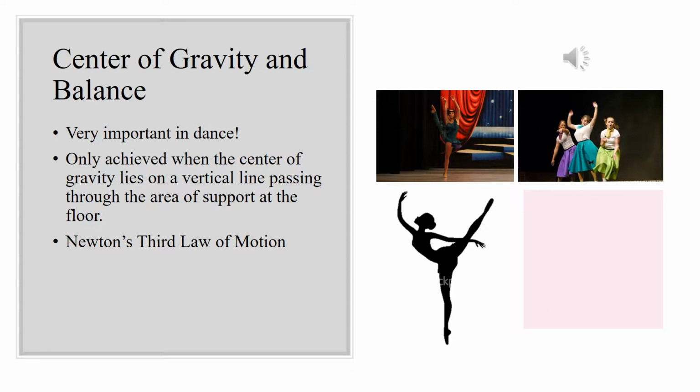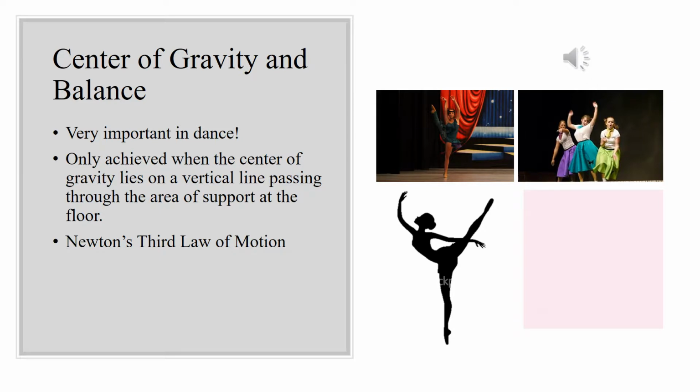So the balance condition is achieved if and only if the center of gravity lies on a vertical line passing through the area of support at the floor, hence the reason many dancers imagine a string running through their body. In the case of ballet, the first position occurs when the heels are touched together and the toes are turned out in an ideal 180 degrees, resulting in the ballerina reaching a state of relative equilibrium with respect to lateral movements.